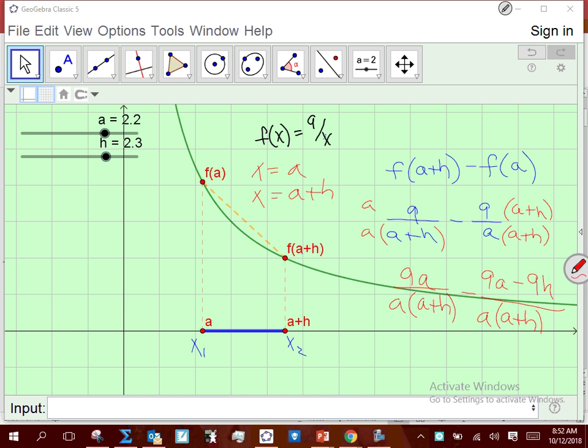Now I know what I've done here. This should actually be a plus sign and a minus right there, because I distribute that negative to the 9a and a negative to the 9h, right? Does that make sense, everybody? So if I combine those in one fraction, what's going to happen to the positive 9a and the negative 9a? They cancel out. And you're left with negative 9h over a times a plus h.